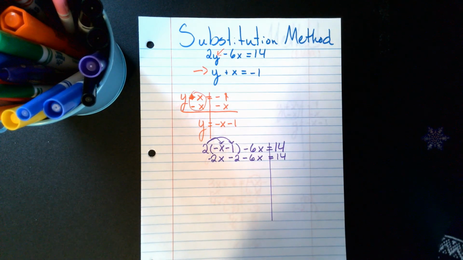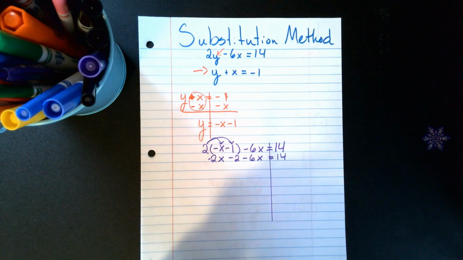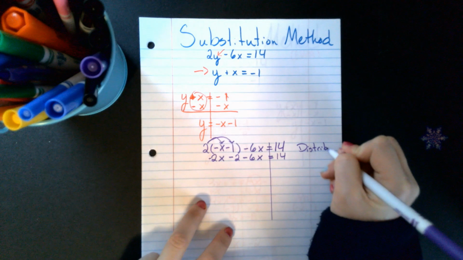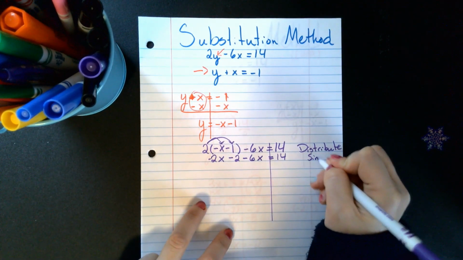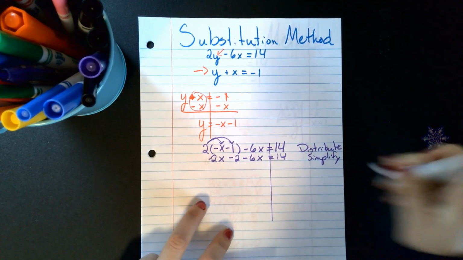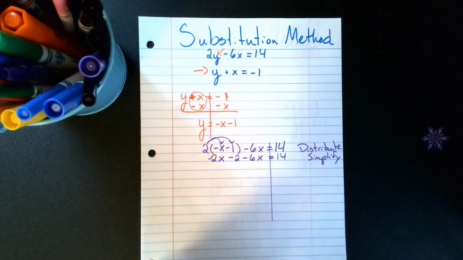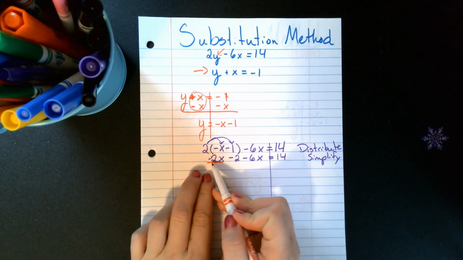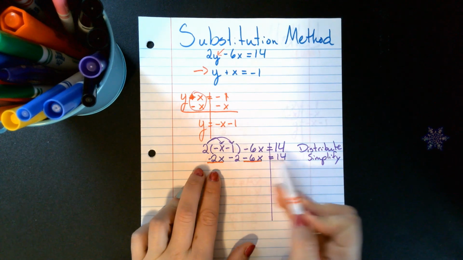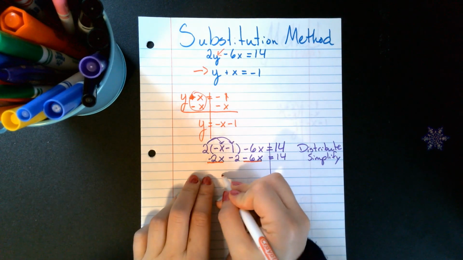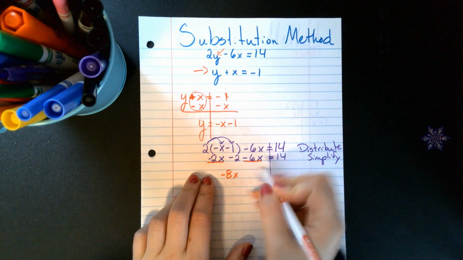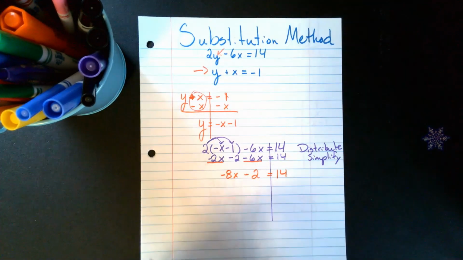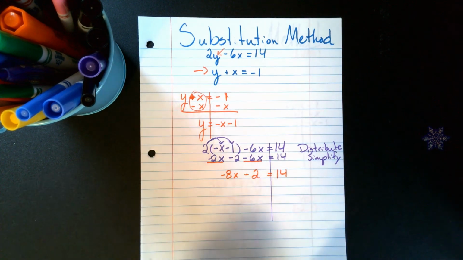Now that I've distributed, I now need to simplify. Because if you take a look at this, it has multiple sets of x's, which I don't want. So what I have here is 2 negative x's and then another 6 negative x's. If I add those together, that gives me 8 negative x's. And now I can solve like I normally would.